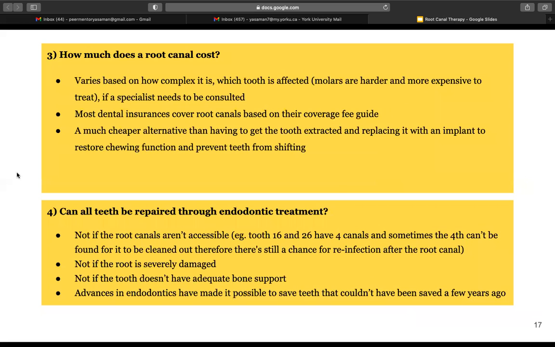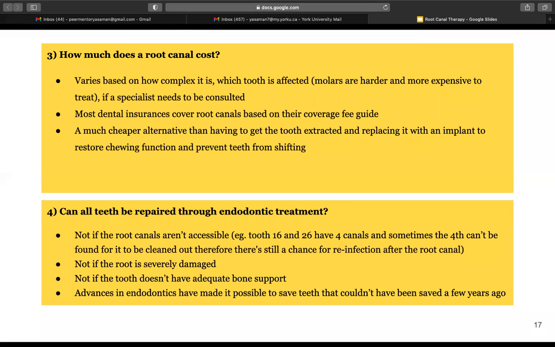Okay, so the third frequently asked question is, how much does it cost? Is it expensive or cheap? So honestly, it depends on how complex your case is, which could be different for everyone, because it depends on which tooth is affected. For example, if your molars are the ones that are affected, it could be harder because it's harder to get to, and then could be more expensive as well. And it also depends on if you need any specialist consult. If you do, then it might be more expensive than the others.